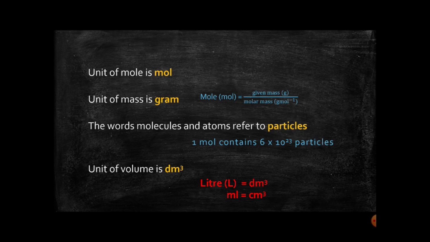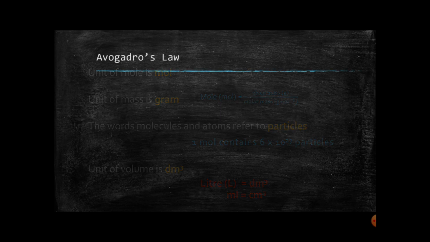You should also be aware that a liter is the same as a dm cube, and milliliter is equal to centimeters cubed. So these units could be used interchangeably. Don't be confused if you say liter, it's the same thing as our unit for volume, which is dm cubed.